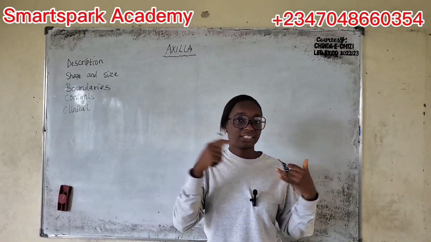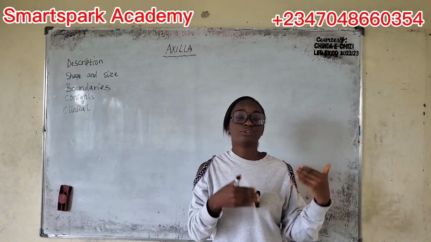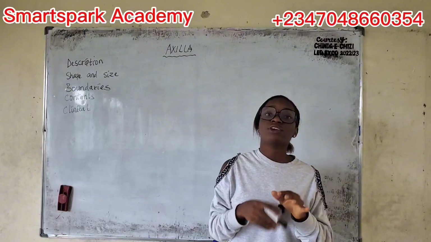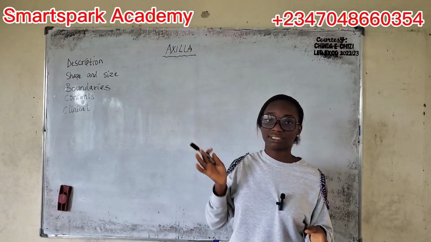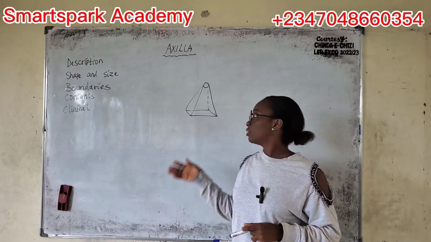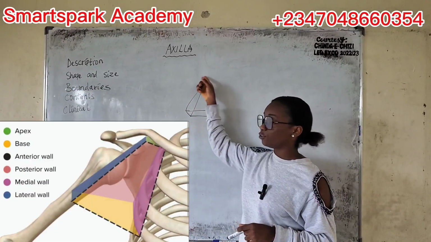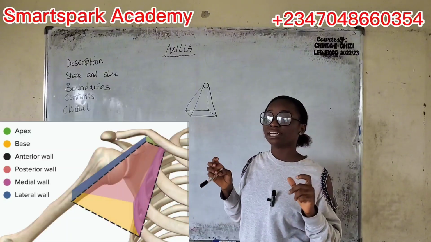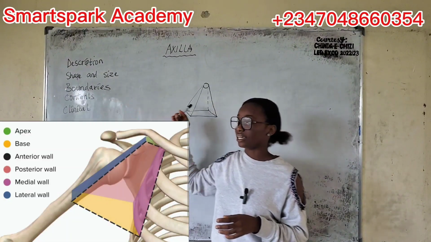Where is it located? Inferior to the glenohumeral joint, which is the shoulder, superior to the axillary fascia. Let me give you a quick diagram, just something simple to describe this axilla. This is a rough sketch of the shape of the axilla. Don't forget I said it's a pyramidal structure or space. Now, we are done with the description. Look at the shape and size.